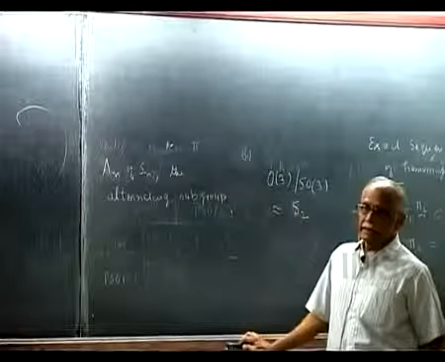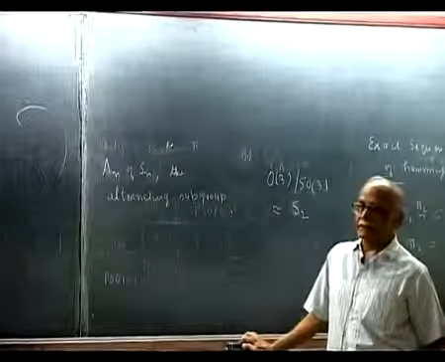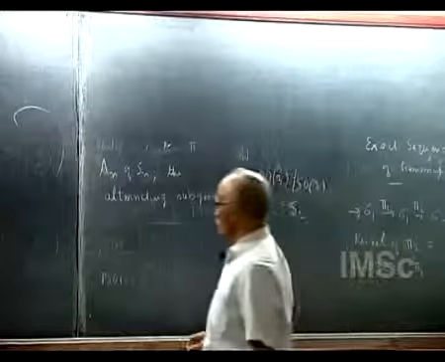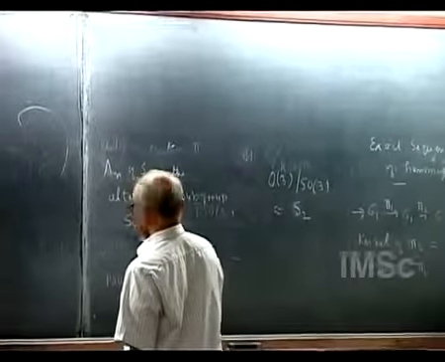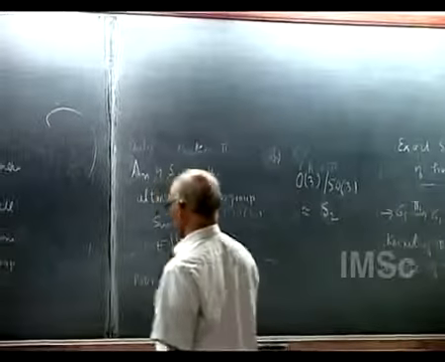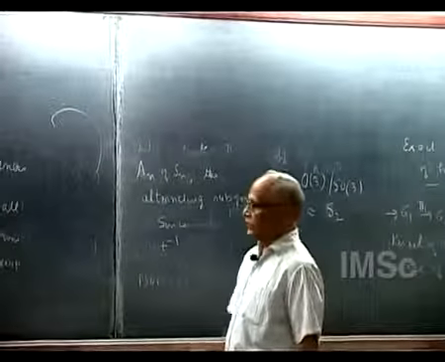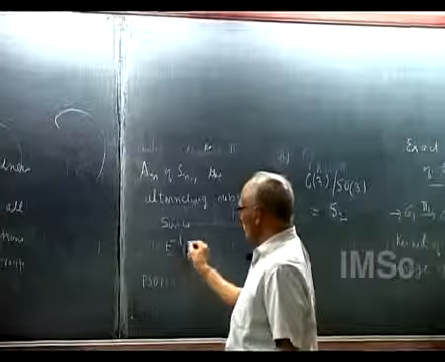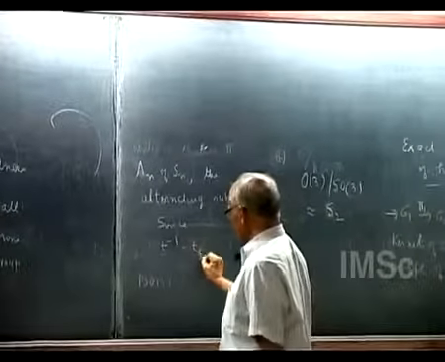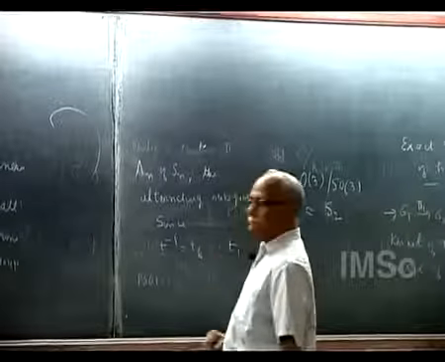Now, An is normal in Sn, because, let us look at T inverse. I have given you T there. What is the inverse? You read it backwards. It is Tk up to T1, right?